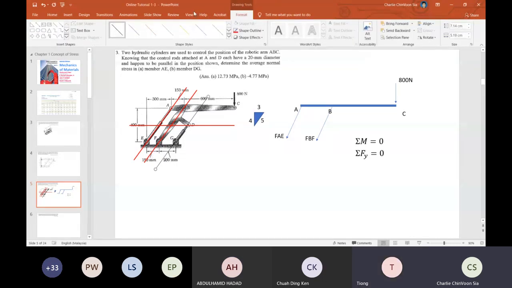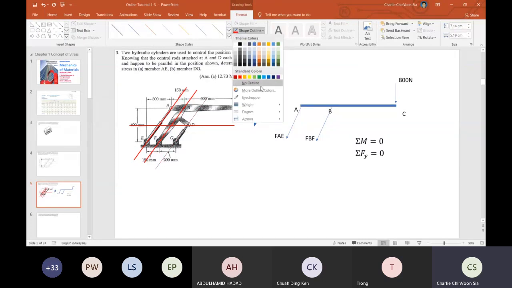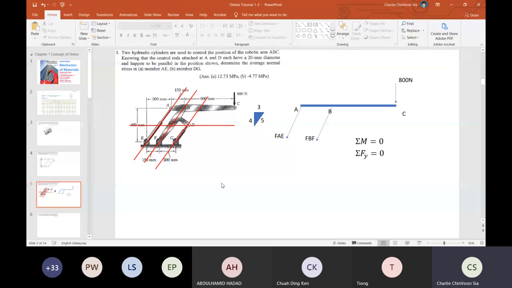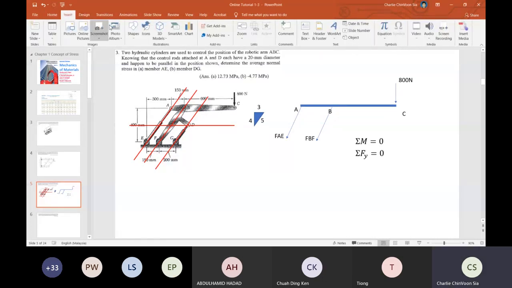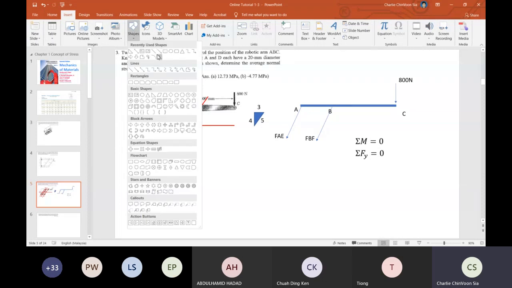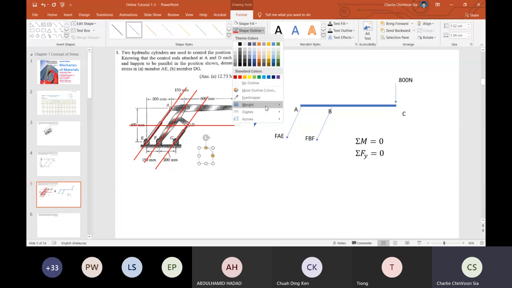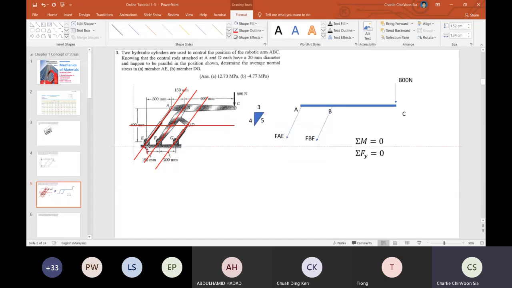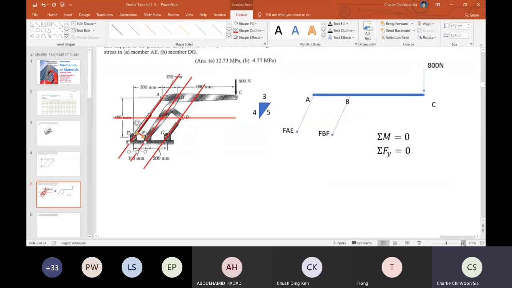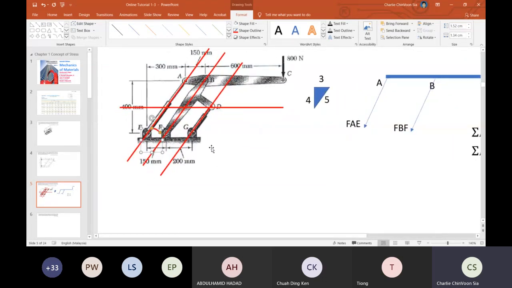So now I need to draw the diagram. It's very hard for me to draw because I don't have a stylus pen, so just give me some time for the drawing. Maybe I zoom in a little bit bigger.